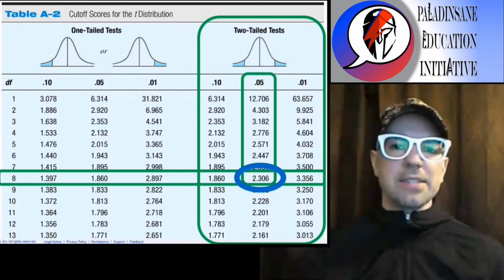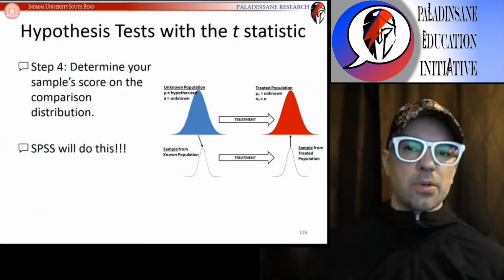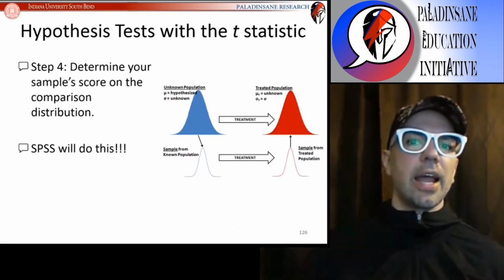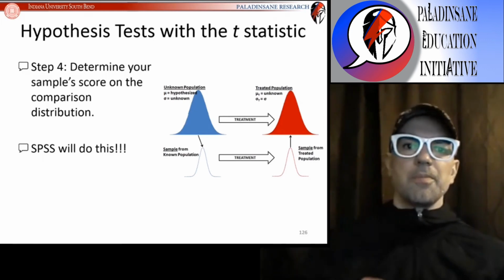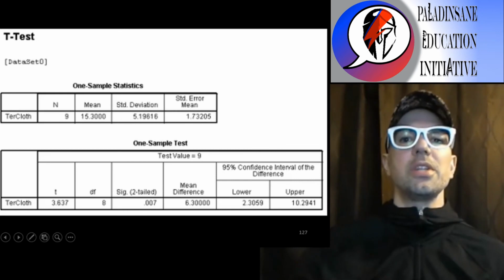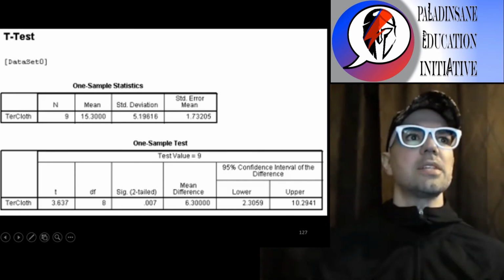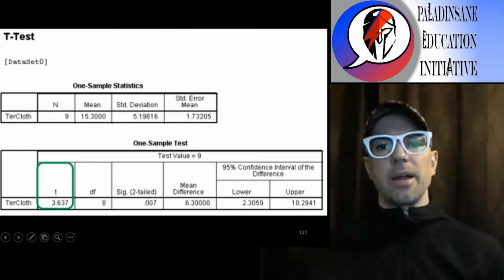And now the last thing that we need is step 4. Determine your sample score on the comparison distribution. SPSS will do this for us. So our sample score is our mean score for our sample transformed into a t-statistic. And SPSS has transformed that into a t-statistic and put the number right there.